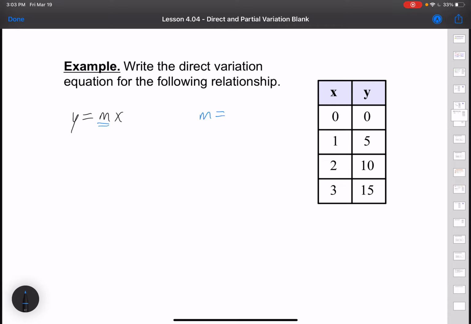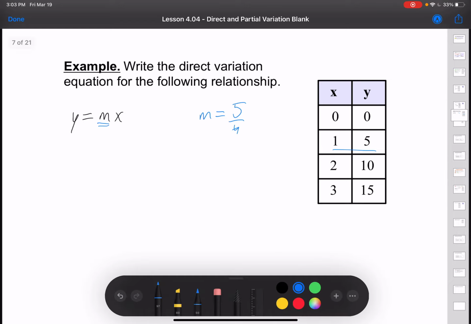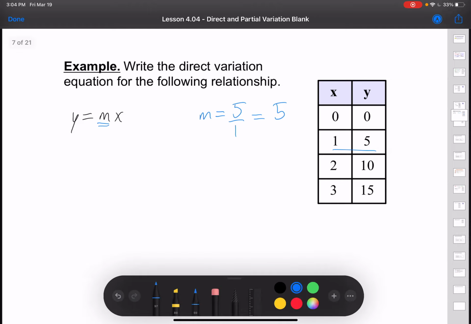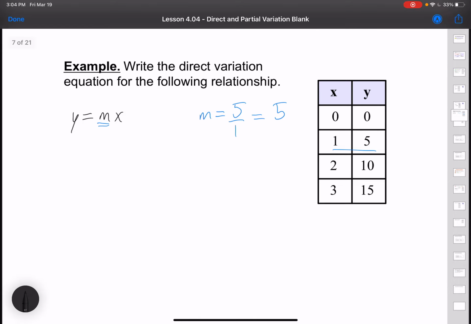Just like we did in the other examples, take a look at the table. We'll take a look at 5 and 1, so y divided by x. That does not look like what it's supposed to look like. Let's erase that. 5 divided by 1, which is just 5. Then for the actual equation, you just write it as y equals 5 times x. And there you have an equation that corresponds to that table of values.